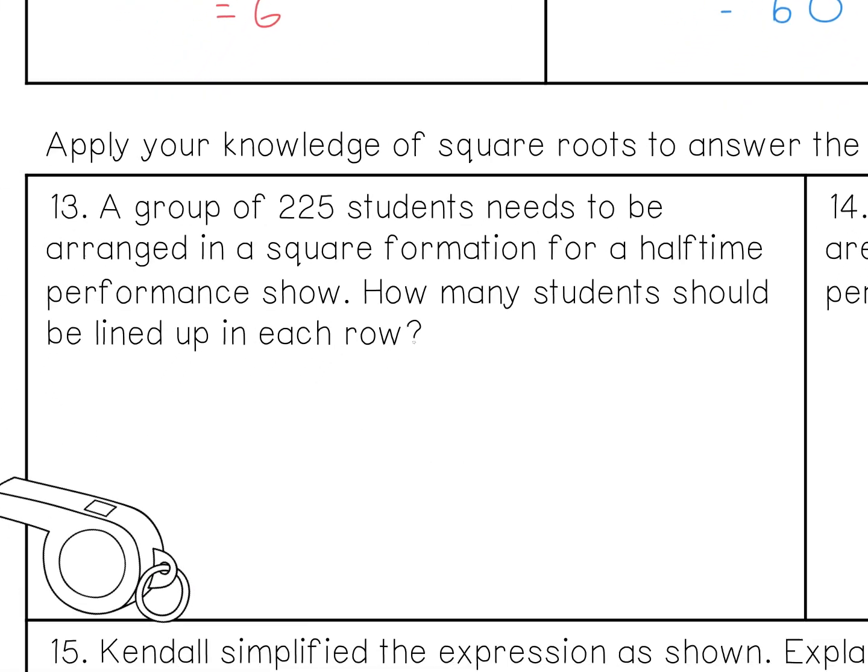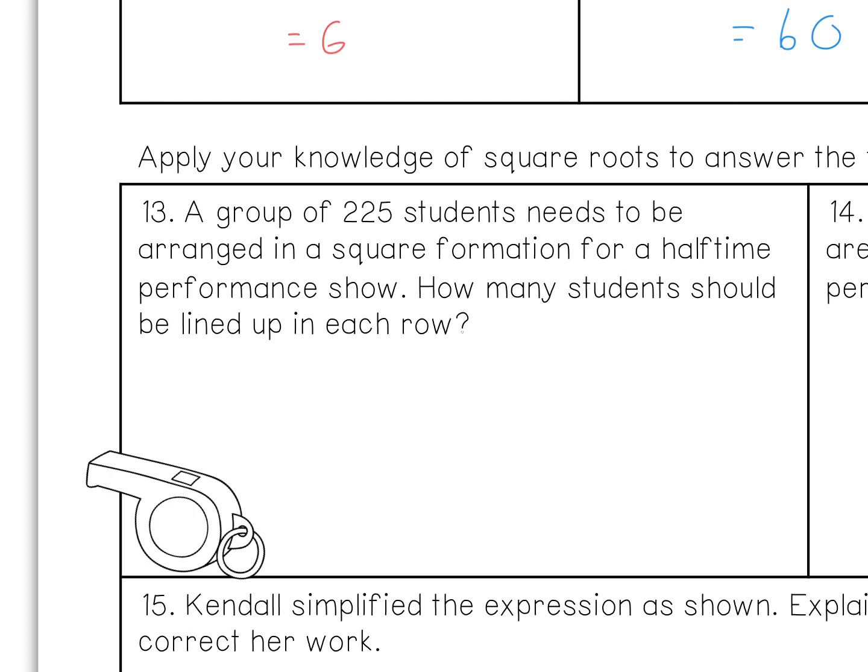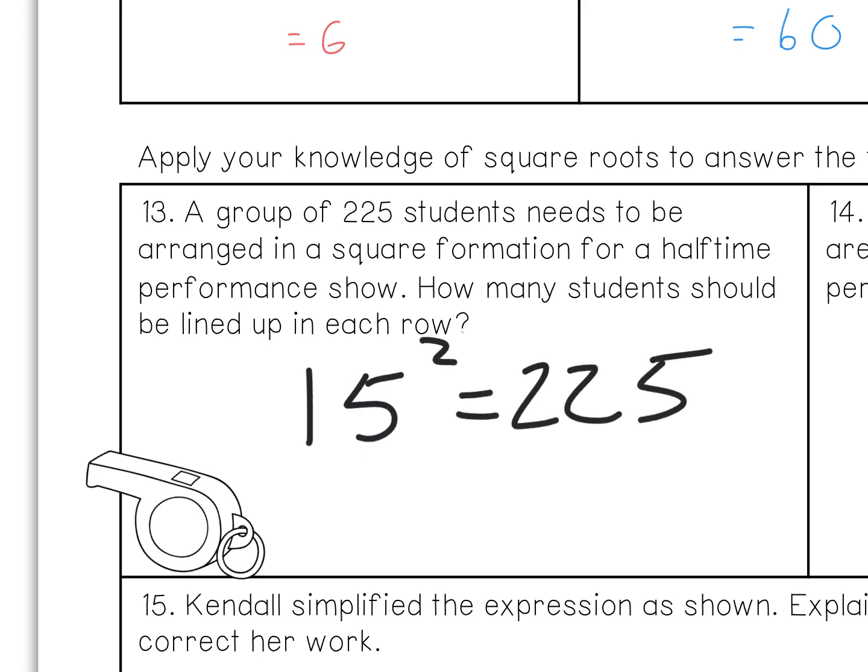Anyway, okay. So a group of 225 students needs to be arranged in a square formation for a halftime performance show. How many people should be in each row? 15. Because 15 squared equals 225.